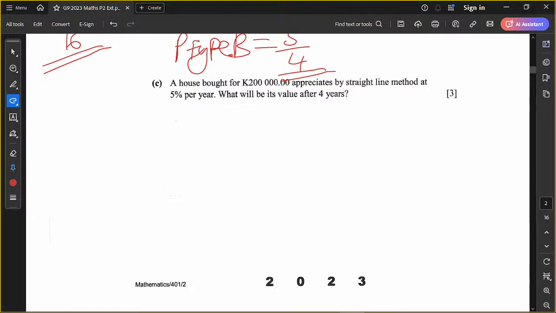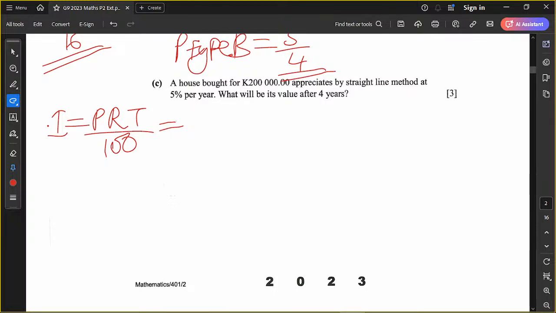So first of all, we need to use the formula of simple interest, which is I is equal to principal times rate times time, divided by 100. We want to find the appreciation for one particular year. So what do we do?